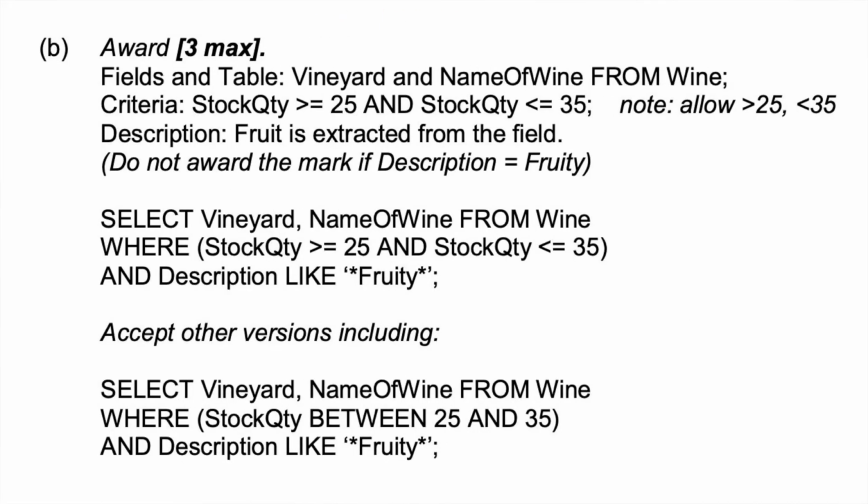Okay, so I think we got it right. There are some example answers right here. It says stock quantity is greater than or equal to 25, and stock quantity is less than or equal to 35. And, okay, description like fruity. So right here it says allow greater than 25 and less than 35, so we're still in the clear.